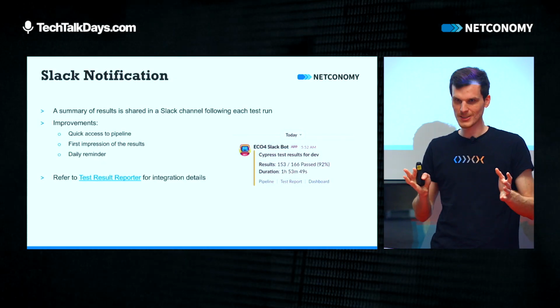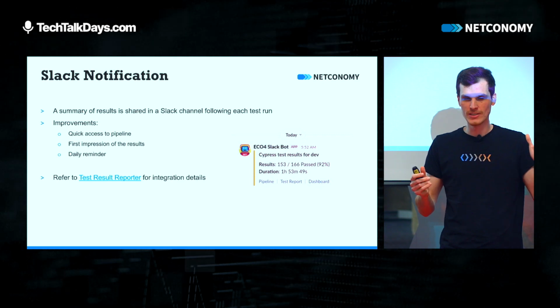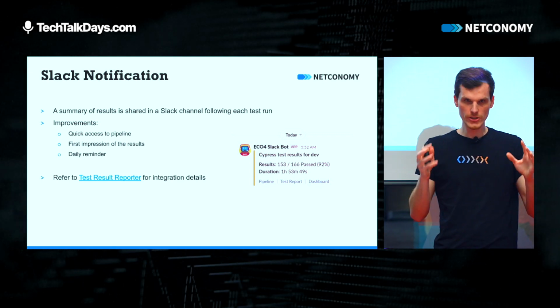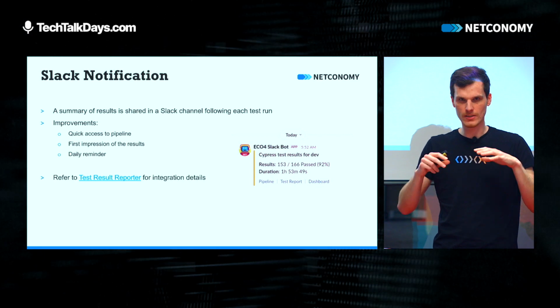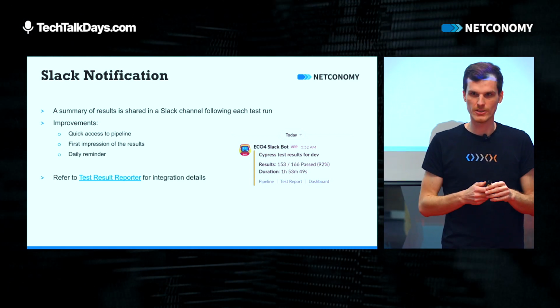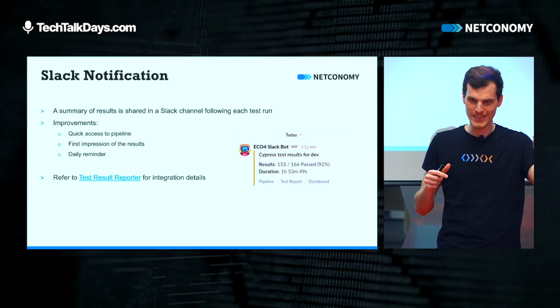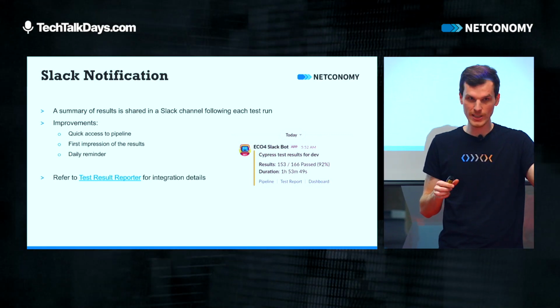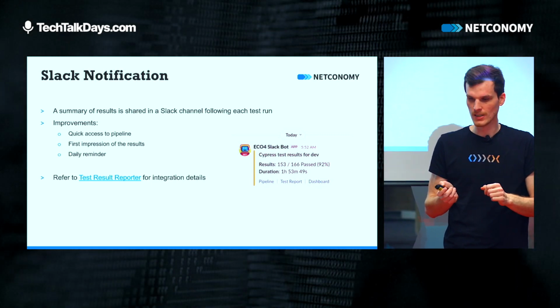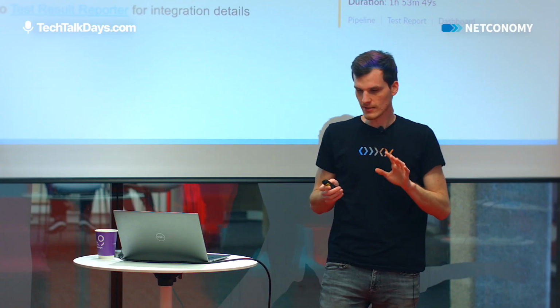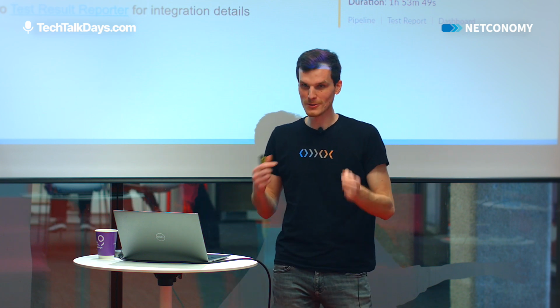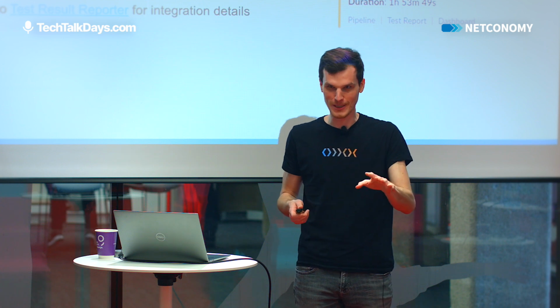The first thing we did, we added a Slack notification. So after a test run finished, the CI/CD pipeline posts this message that you can see on the right to our Slack channel. And that gives you a good overview. Okay, is my pipeline actually, are my tests running through successfully, or do I have to have a look at something? You have one-click access to the pipeline, so we added a link at the bottom, so it's easy to access. And most importantly, it's a daily reminder.